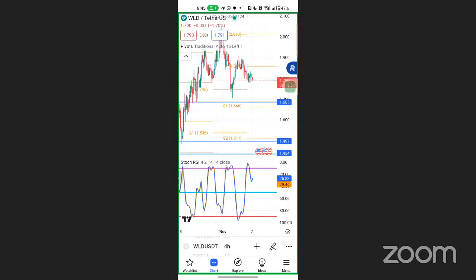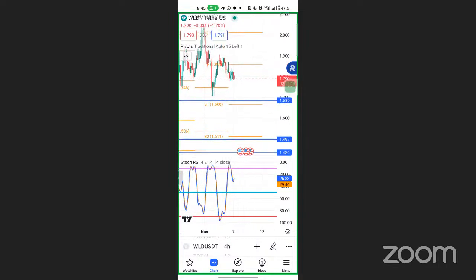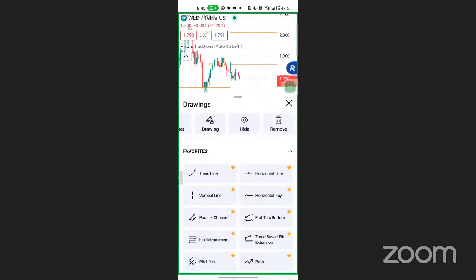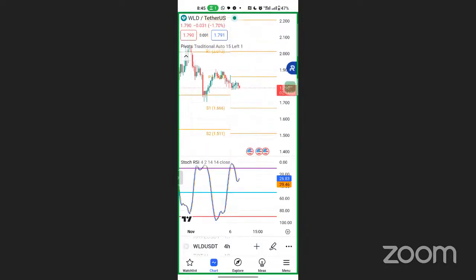Sweet. This is a sweet trade. Okay, so let's do the different tasks. Let me remove drawings so that we start off. Okay. The pivot point.